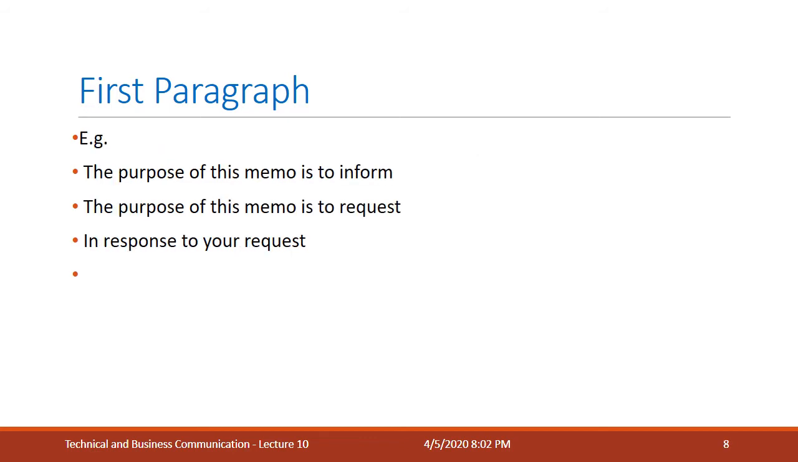For example, in the first paragraph, the purpose, you need to start the memorandum with: the purpose of this memo is to inform, or the purpose of this memo is to request, or in response to your request, or many other different kinds of openings. You need to tell everybody why you're writing the memo. In the first sentence you should know that this memo contains this information and whether you need to read it or not.